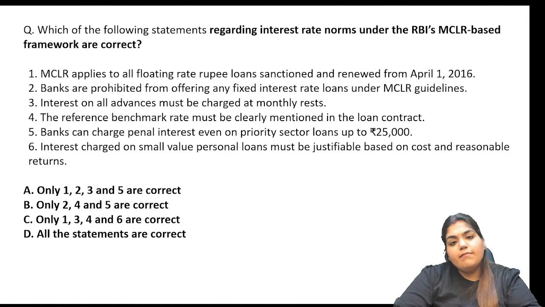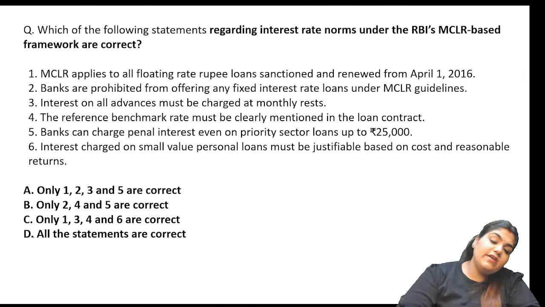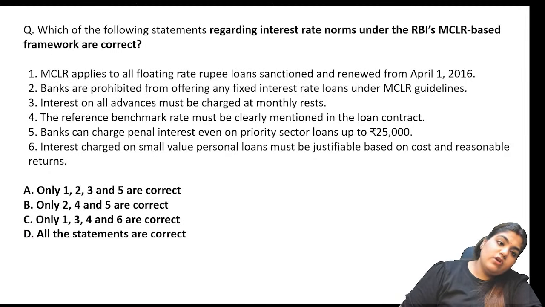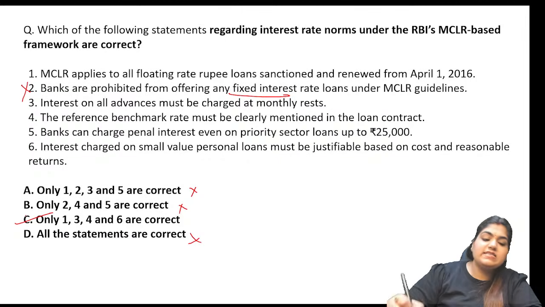It got applicable from 1st April 2016. Yes, it did. Banks are allowed to offer both fixed and floating interest. It is not just fixed. Fixed and floating both. Statement number 2 is incorrect. The moment 2 gets incorrect, we eliminate all of these and we get C as the correct answer.